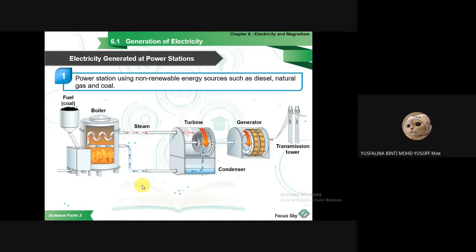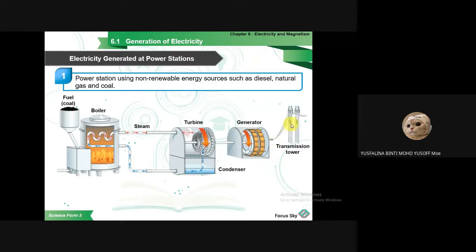We just burn the fuel or the coal, and then the water will turn into steam, and the steam has a higher pressure. So the higher pressure of steam will rotate the turbine, and then the turbine will rotate the generator, and then the generator will produce the electricity, and then it will be transmitted to the transmission power tower.